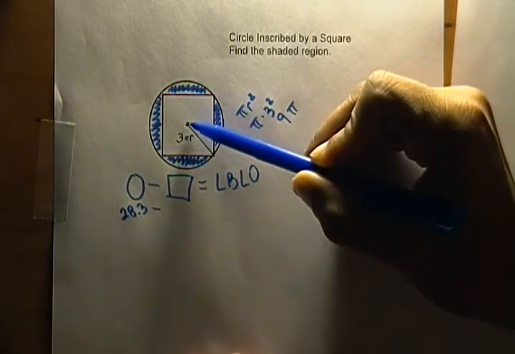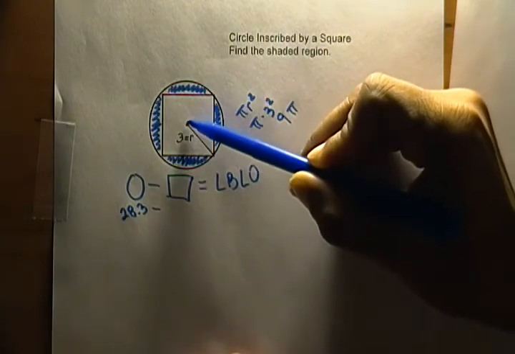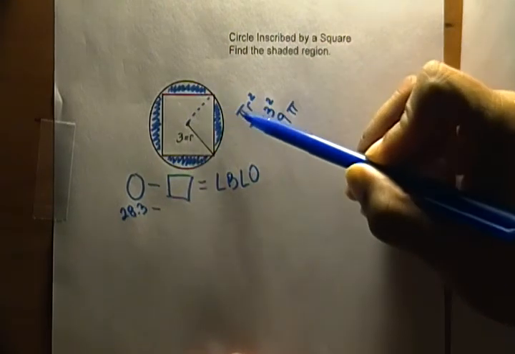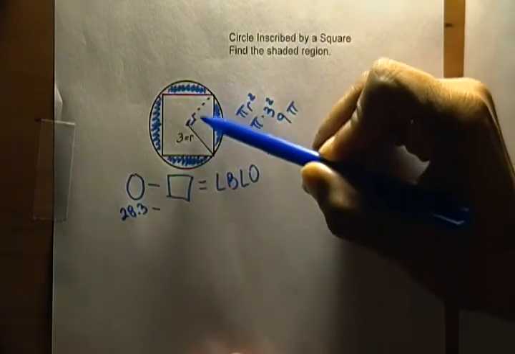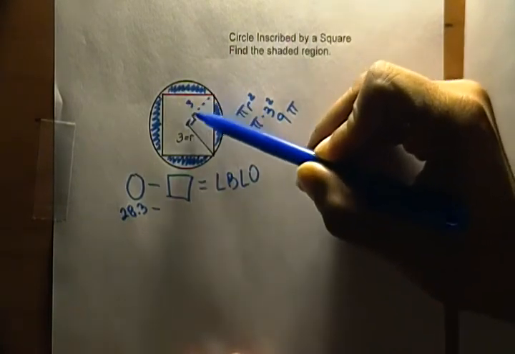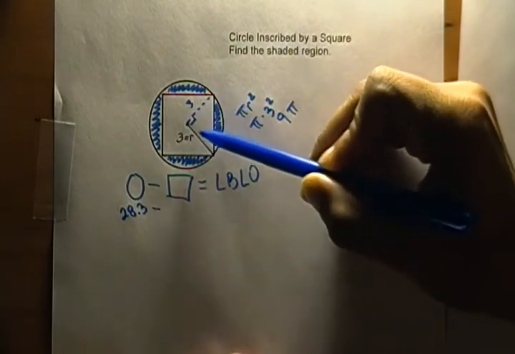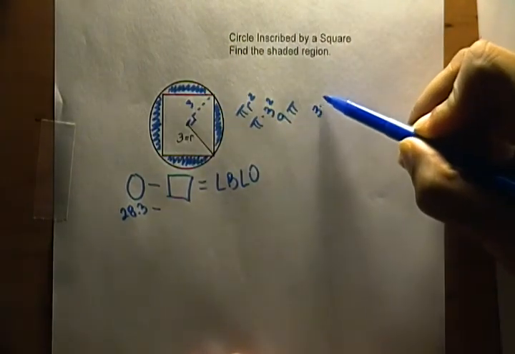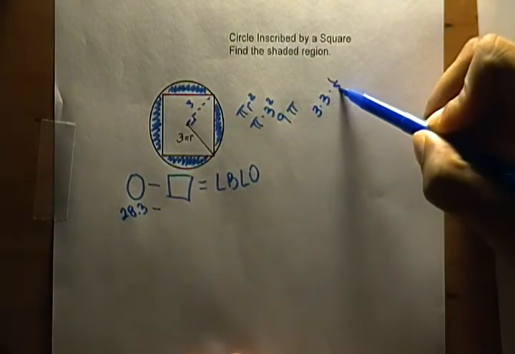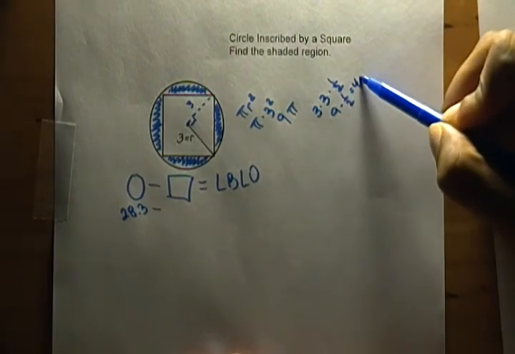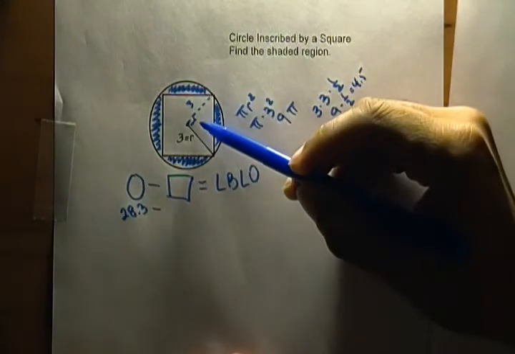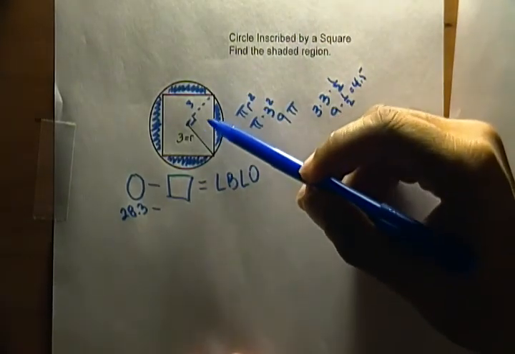Well, we know this is the radius. We also know this is the radius too. That forms a right triangle. So the area of this right triangle is 3 times 3 times a half. So that's 9 times a half, which is 4.5. So the area of this triangle is 4.5.